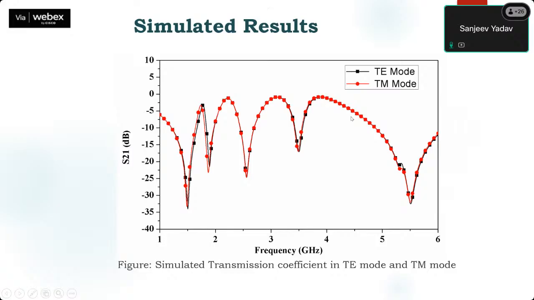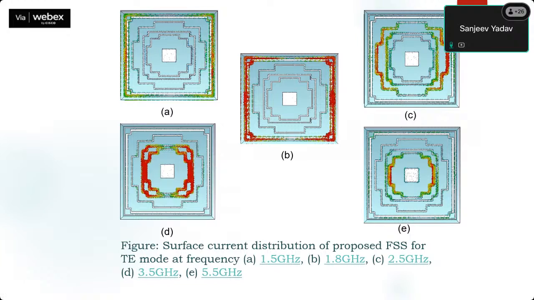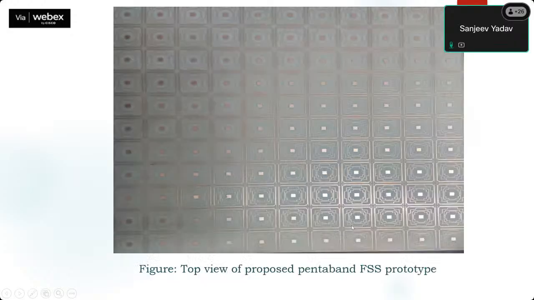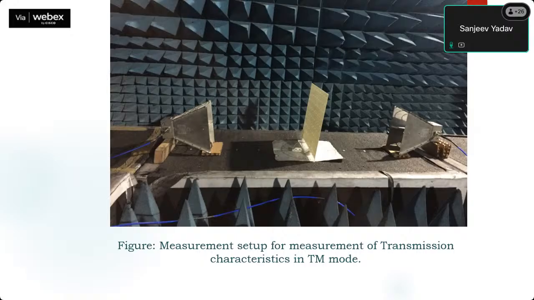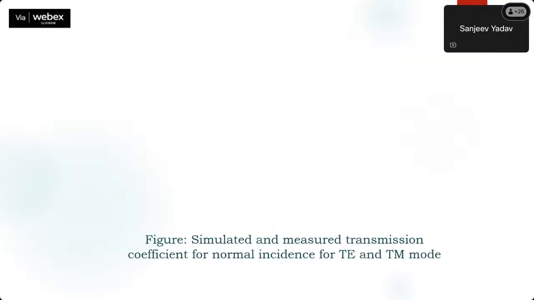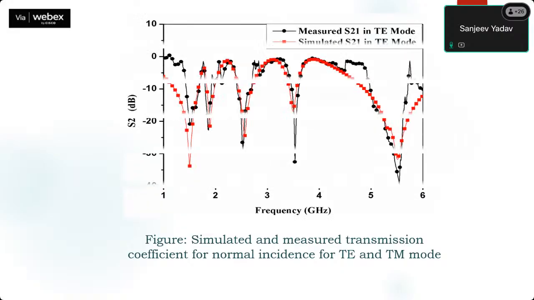And these are the simulated results we are getting for the TE mode as well as for the TM mode. We are getting the 5 frequencies. And these are the surface currents for all those frequencies: 1.5 gigahertz, 1.8 gigahertz, 2.5 gigahertz, 3.5 gigahertz, and 5.5, from where we are getting those resonances. This is the fabricated structure of this pentaband frequency selective surface. And this is again the same setup we have used for the measurement of the frequency selective surfaces inside the anechoic chamber.